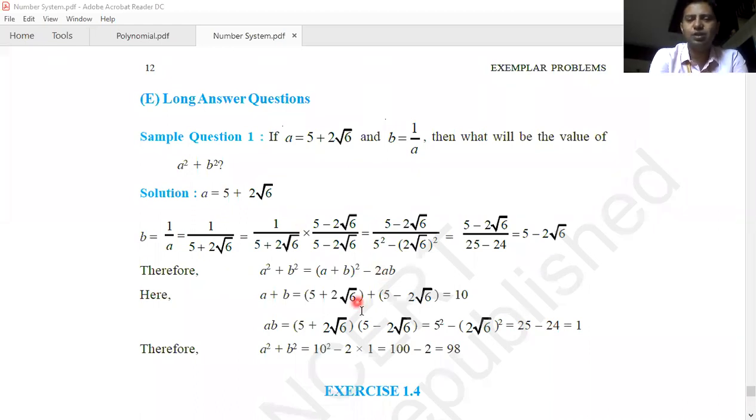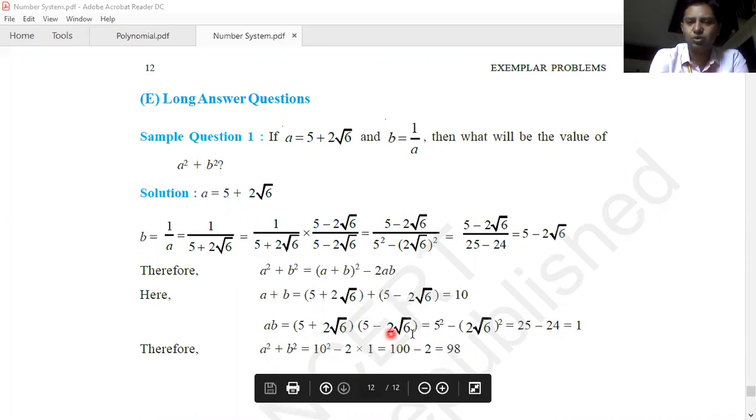So we'll substitute the values now. ab is 5 plus 2 root 6 into 5 minus 2 root 6, that is a square minus b square. There is 25 minus 2 root 6 whole square, 25 minus 24 is 1. So ab is 1. We'll substitute the values: a square plus b square is equal to a plus b whole square minus 2ab. That is 10 square minus 2 into 1. 10 square is 100 minus 2, the answer is 98. In this way also we can find out the value.